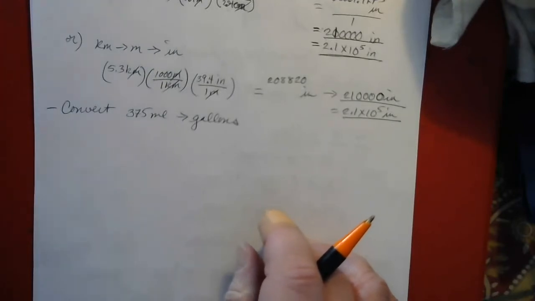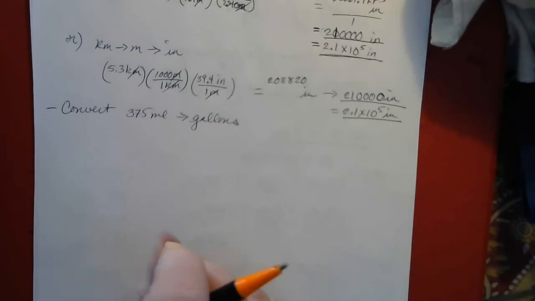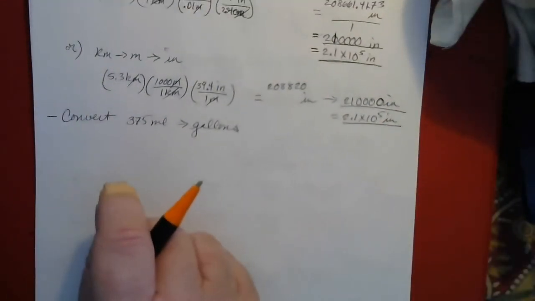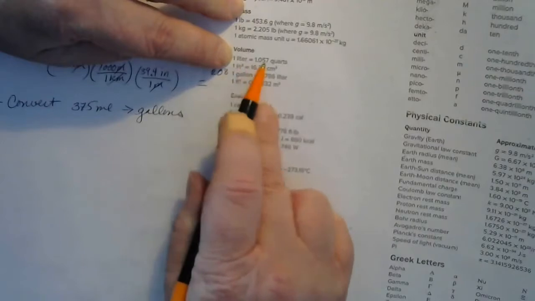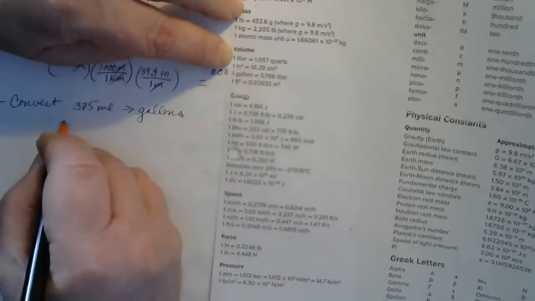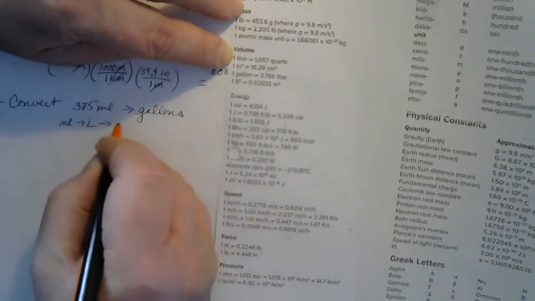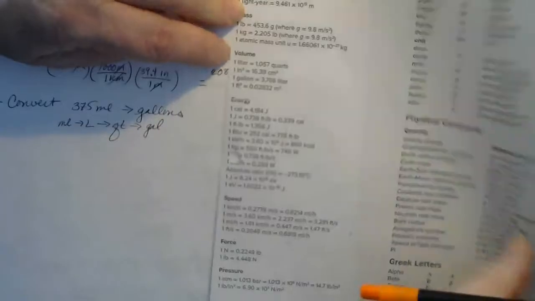So what we've got here are volume units, milliliters and gallons. And let's see, we might want to have a look at the conversion factor sheet here under volume, since milliliters and gallons are both volume measurements. We have the relationship between liters and quarts. That's the first thing here. So if we can get from milliliters to liters, we can get to quarts, and then we can get to gallons. So that's one possibility.